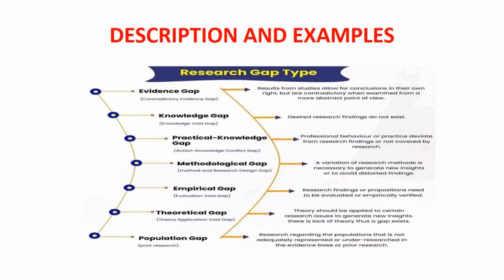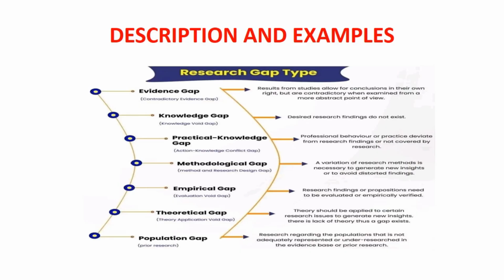And number five, empirical gap. So research findings or propositions need to be evaluated or empirically verified. So probably a new topic, a new curriculum, for example, a new media, for example, a new way of learning and teaching, which is not evaluated yet from the research point of view. So it needs evaluation. We need to study this because this method, this technique, or this media has not been evaluated yet.